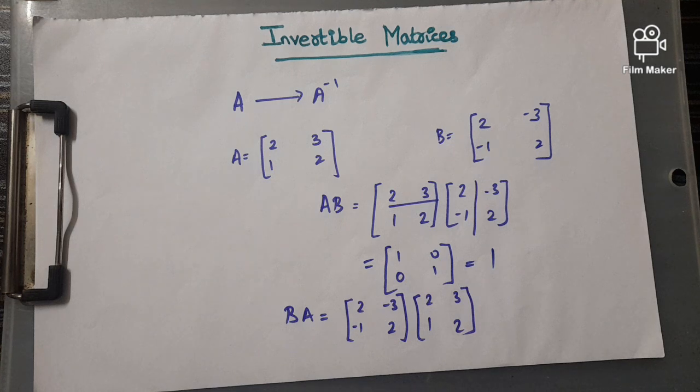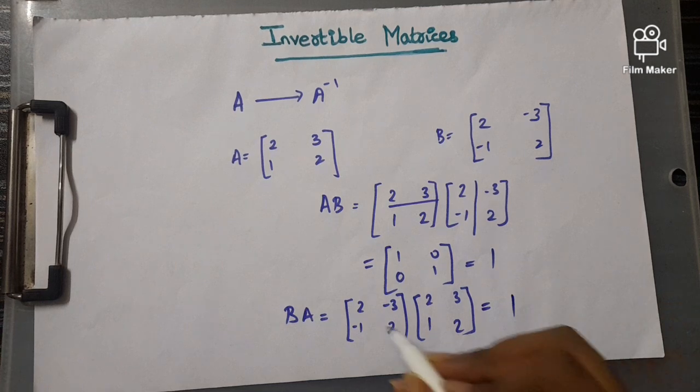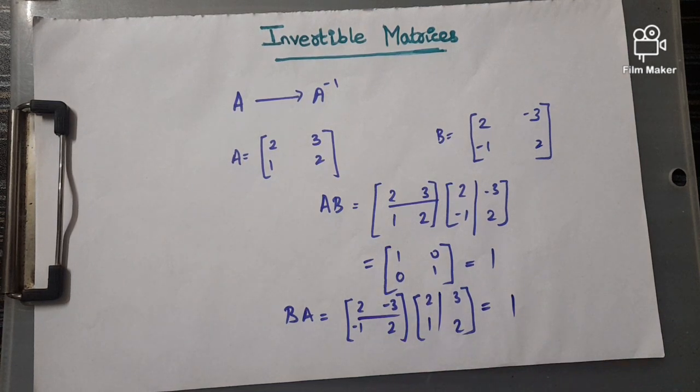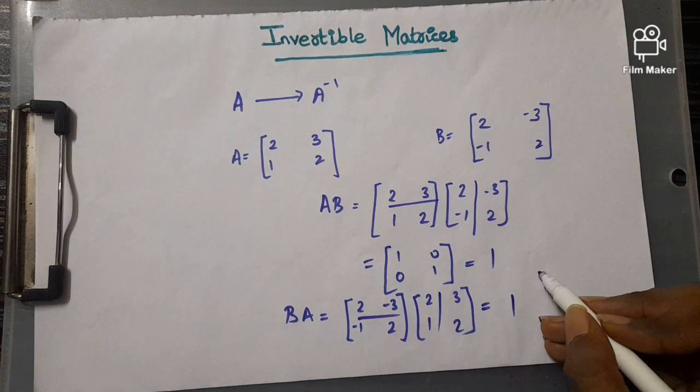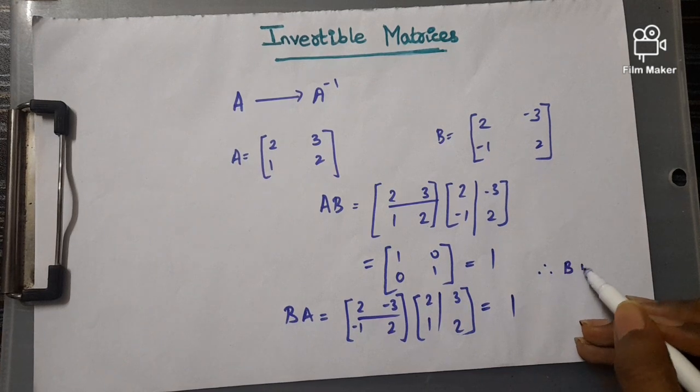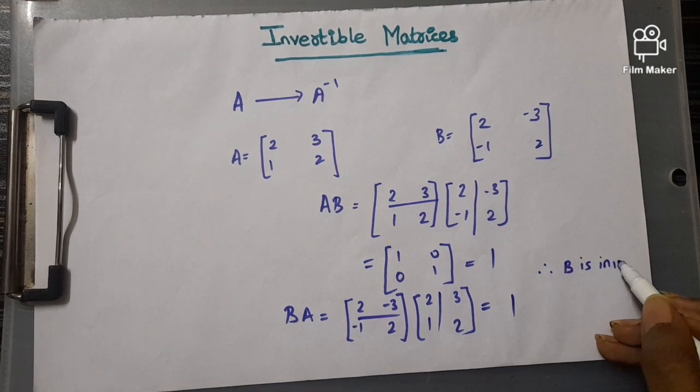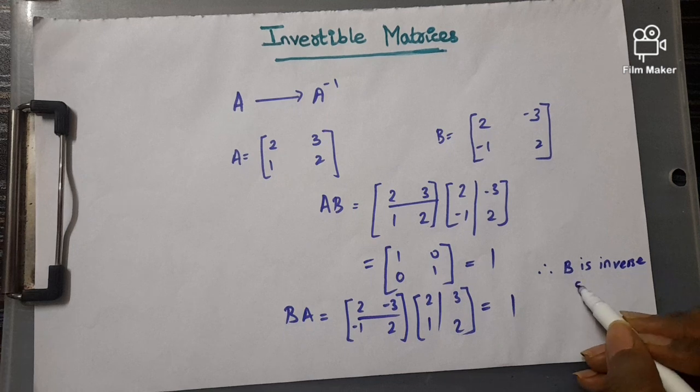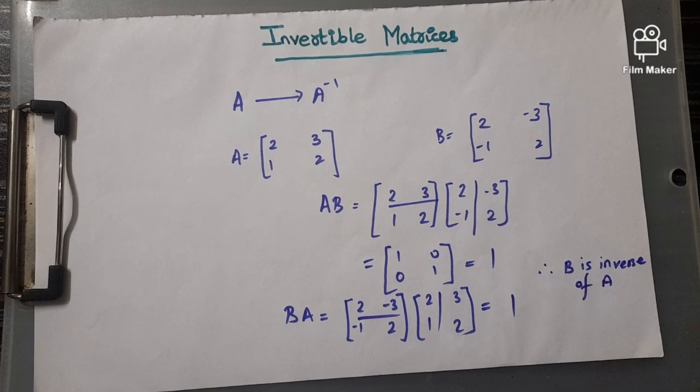When you find AB, you get a certain value. When you find BA, the chances of getting another value are higher, right? There is a smaller chance that AB and BA give the same value. Over here we get the same value, that is 1. You just multiply and see, you get the value 1. So therefore B is the inverse of A, A inverse.